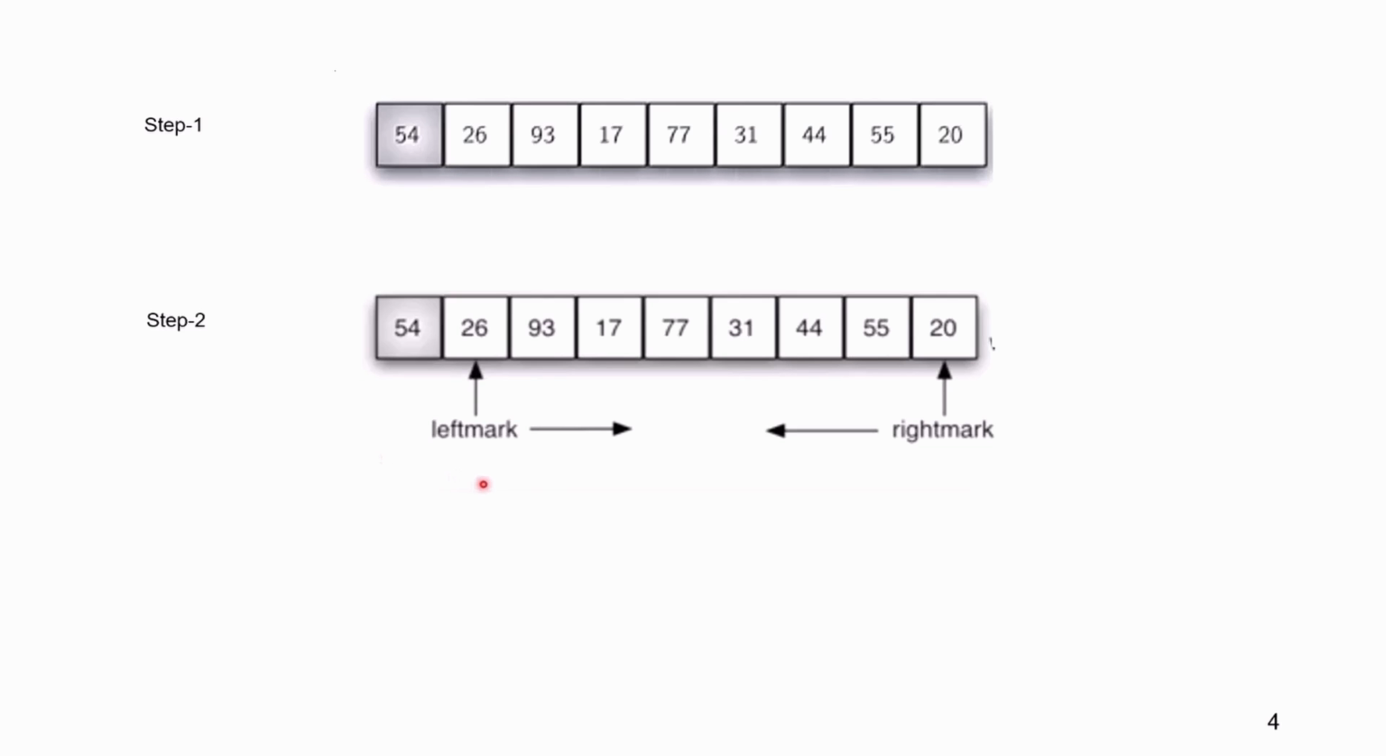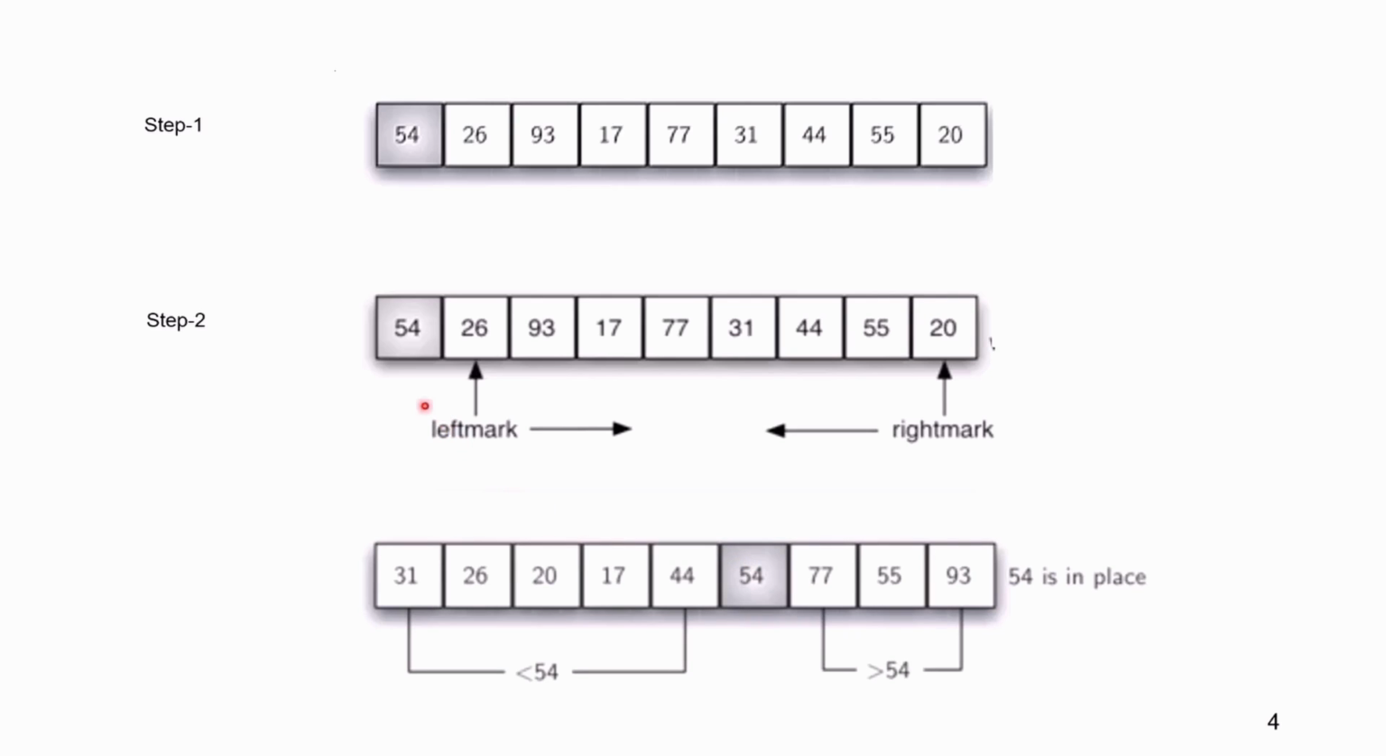Now the next step involves pointing the markers, that means the left marker and the right marker, to the remaining list, that means from position 1 to 8. As I had mentioned earlier, the end goal of the partitioning algorithm is to arrange all the elements around 54, that means our pivot element, such that all elements to the left of 54 are lesser than 54 and elements to the right are greater than it. So this is the end goal of our partitioning process.